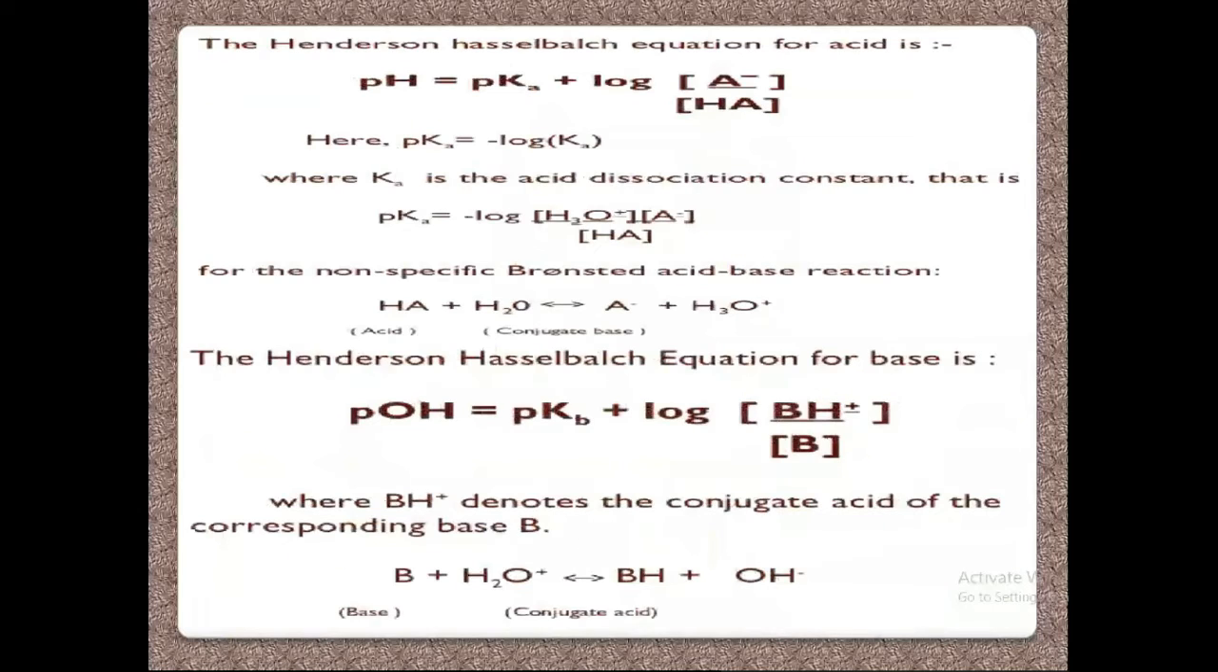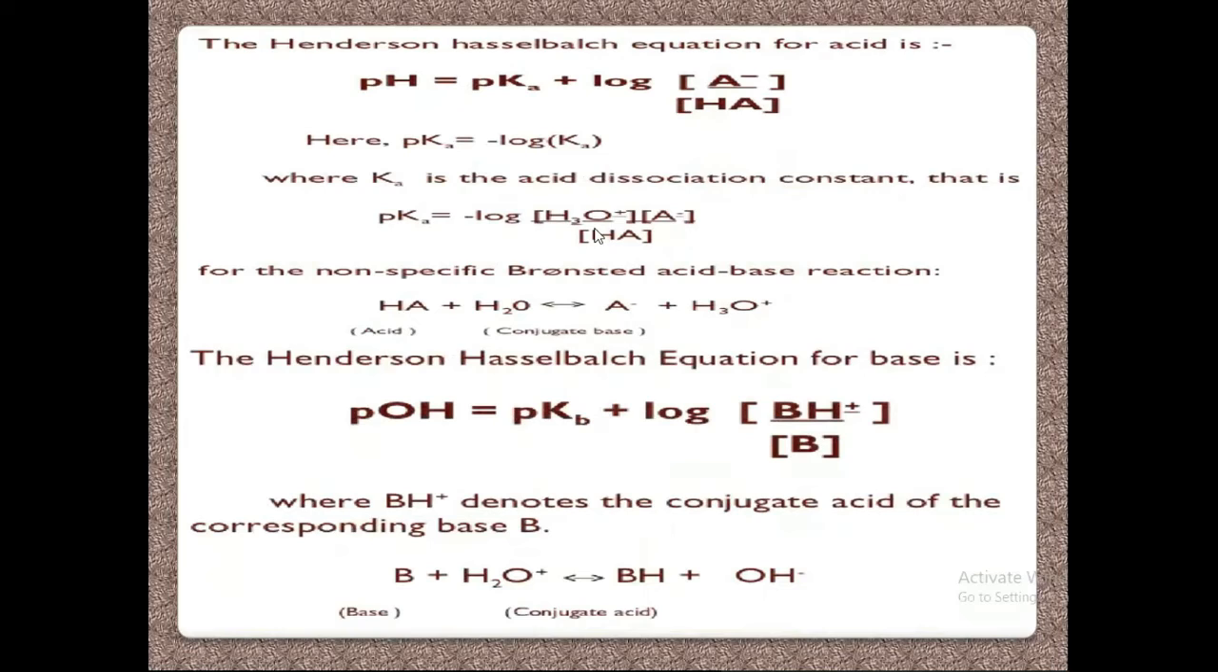So now I am going to write the Henderson equation for an acid. pH is equal to pKa plus log A minus by HA. Here pKa is equal to minus log Ka, where Ka is nothing but the acid dissociation constant for this acid. For a non-specific acid-base reaction, acid plus water gives the conjugate base plus H3O plus. So this is the Henderson equation for an acid.